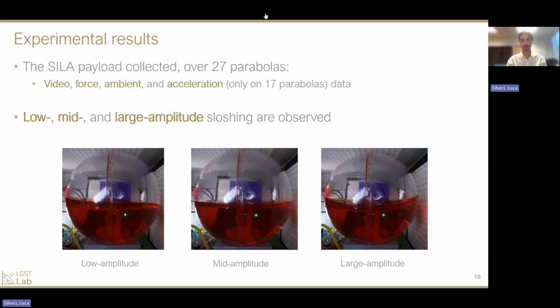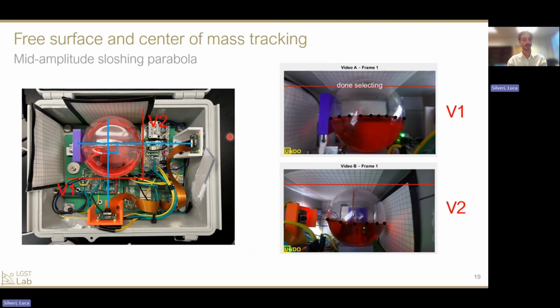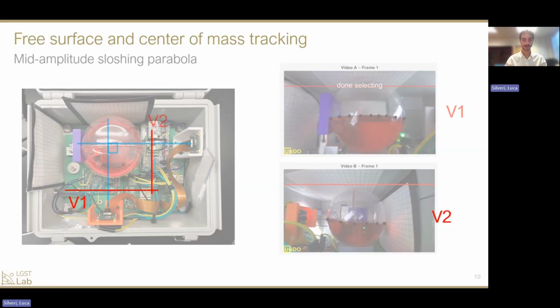So let's move on. The free surface and the center of mass have been tracked from the acquired videos. As it is possible to observe on the left, the two cameras provide two orthogonal views of the experiment. From each of these views, the free surface is tracked manually, and then the best linear approximation is computed. The two best linear approximations that are orthogonal give the best planar approximation of the free surface.